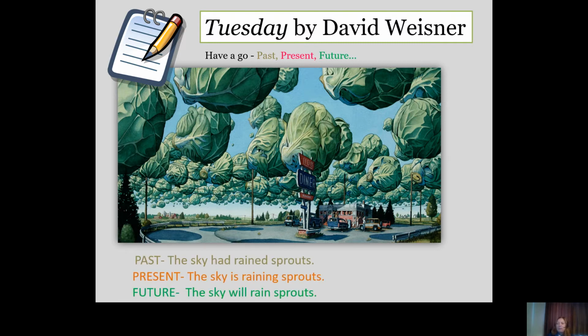Okay, so here's the past one for you. The sky had rained sprouts. I'm pretty sure they're sprouts. Present, if it was happening now, the sky is raining sprouts. Future, the sky will rain sprouts. That's kind of your weather forecaster standing there and telling you about that. Tomorrow, the sky will rain sprouts. The sky is raining sprouts. The sky had rained sprouts.